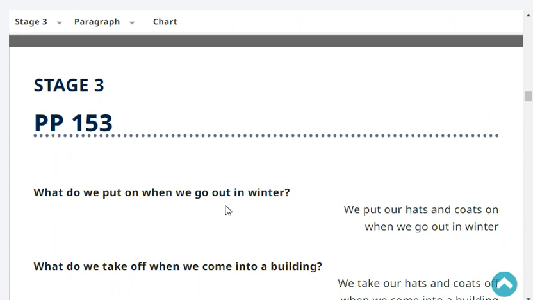What do we put on when we go out in winter? We put our hats and coats on when we go out in winter.